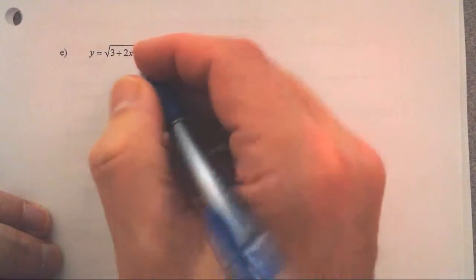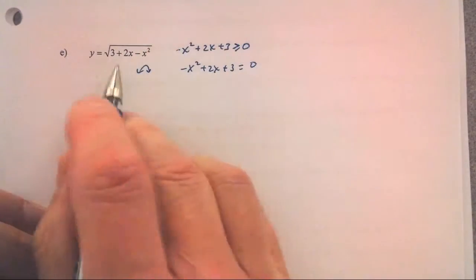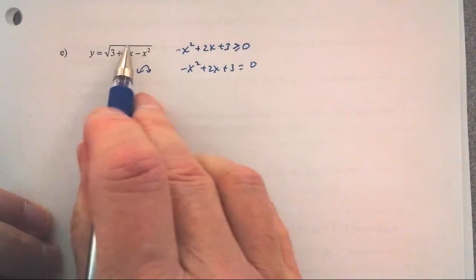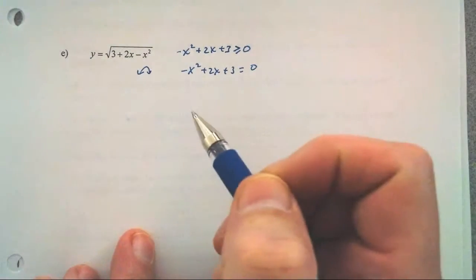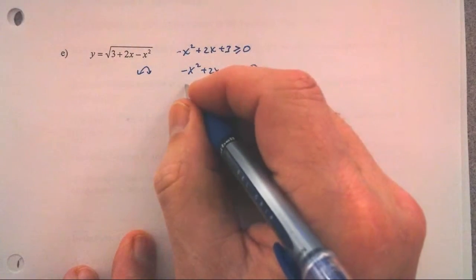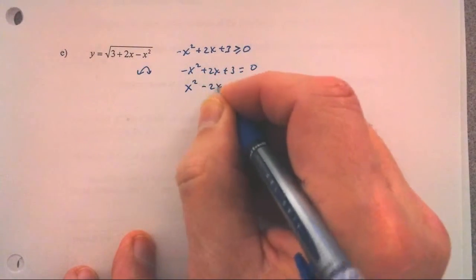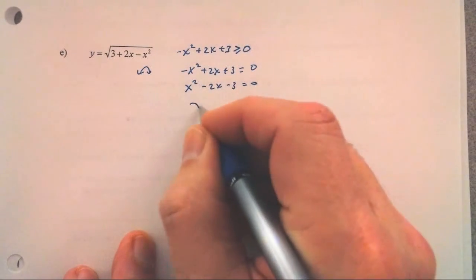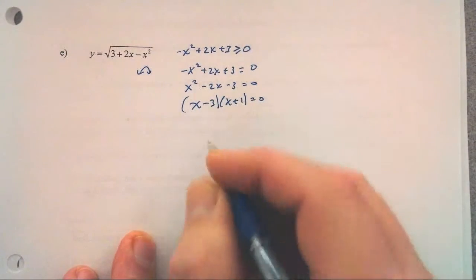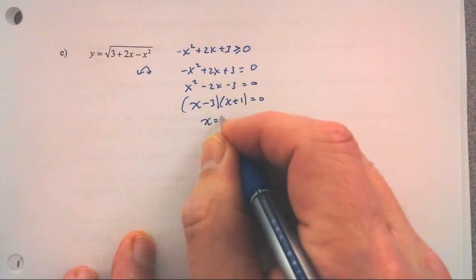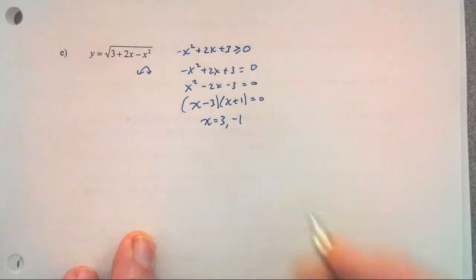What do I know about this parabola? Ultimately, forget about the square root. That isn't the entire graph, but ultimately the parabola wants to go down. All right, we'll come back to that. So if I multiply both sides by negative 1, I get x squared minus 2x minus 3 equals 0. Ooh, that's nice. x minus 3 times x plus 1 equals 0. So x equals 3 and negative 1 are going to be pretty interesting points for me.